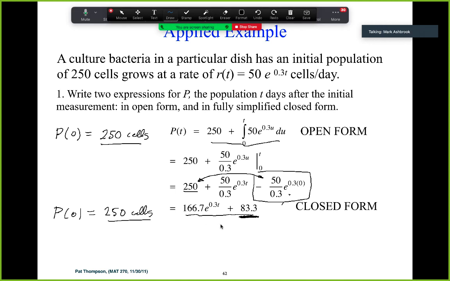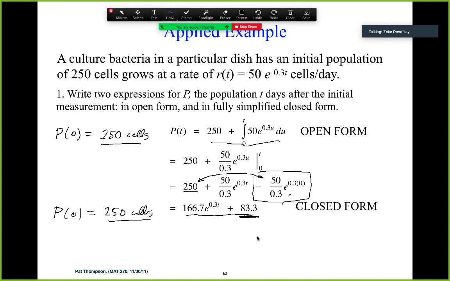Well, which would you prefer to work with? 50 over 0.3 e to the 0 plus 250, or just 83.3? Yeah, this is just streamlined. It's more efficient. It's simplified. And it would be kind of abnormal to leave it this way.